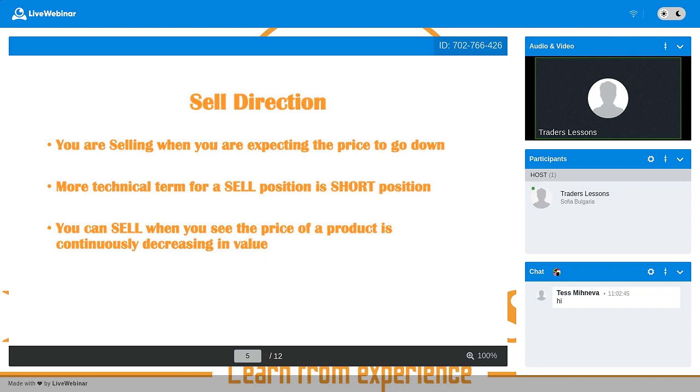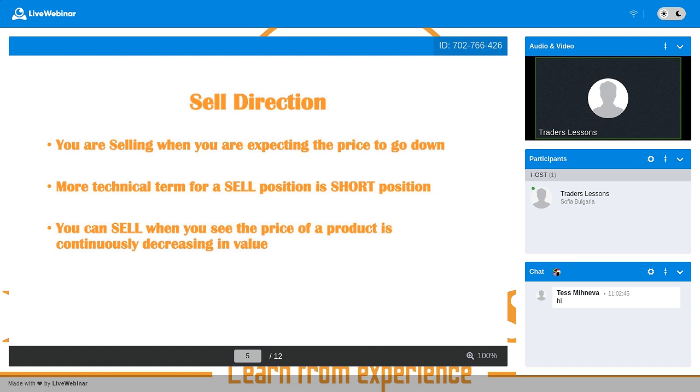Obviously, if we have to cover the opposite side, the counterparty of the buying position, this would be a selling position or selling direction in the market. In this one, we are covering the drop of the price. We are selling when we are expecting the price to go down. The technical term for selling is the so-called short position. Basically, you go long when you're expecting something to go up, and you go short if you're expecting a product to drop. As I said, currency, commodity, stock, index, share, doesn't matter.